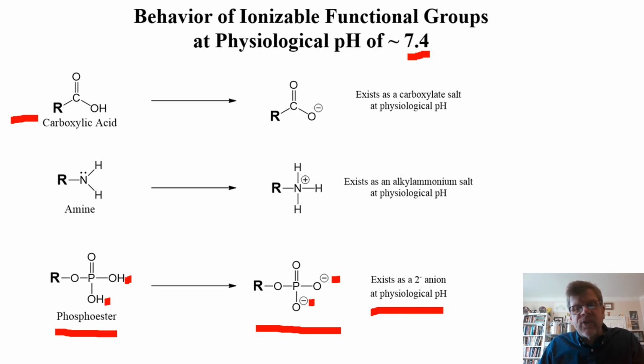The ester portion, of course, is not ionizable. That just stays as it were. But a typical phosphoester, which we're going to be seeing in these charged glycerides, always exists as a 2- anion. It is charged. These two negative charges at physiological pH.